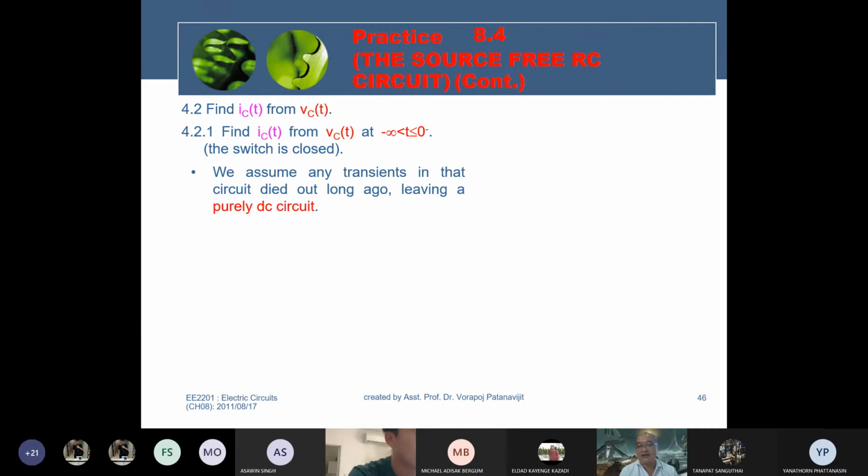Therefore, iC is 0 because Vc is constant. We assume any transition in the circuit is reading a pure DC circuit. Therefore, the capacitor performs like an open circuit, or if you calculate iC from Vc, it gives you 0 amp.